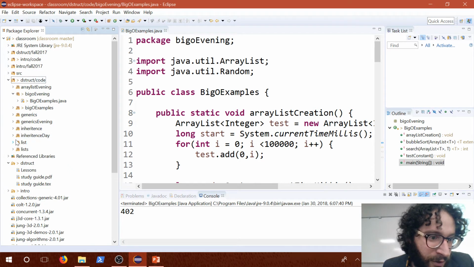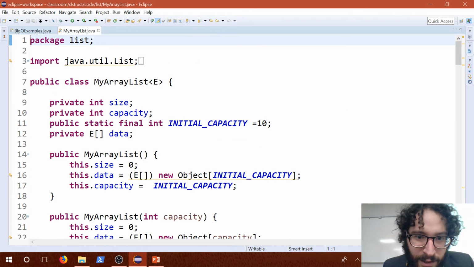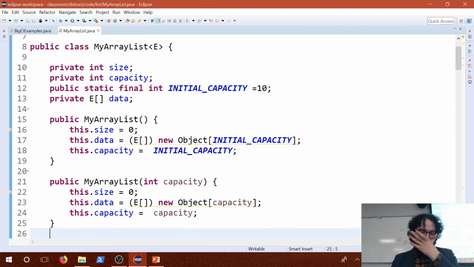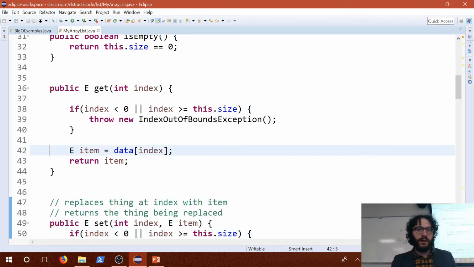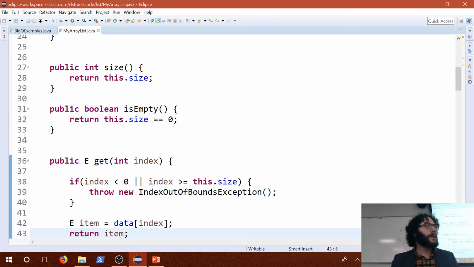Okay, so let's go to my array list over here. So let's look at this. First off, let's do the easy ones, right? Size, that's the constant time algorithm. It takes O of 1 time. Is empty takes O of 1 time. Getting something at a specific index.